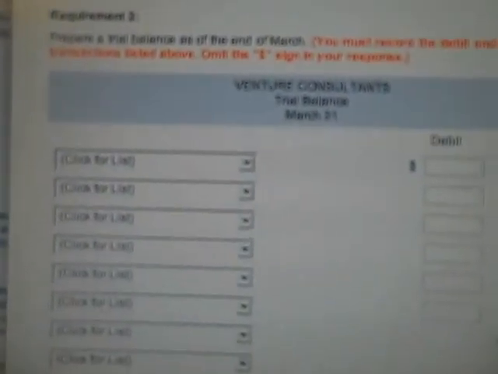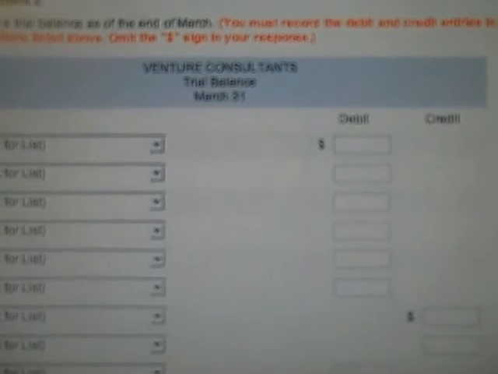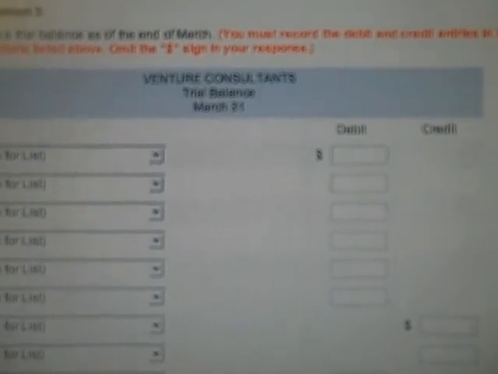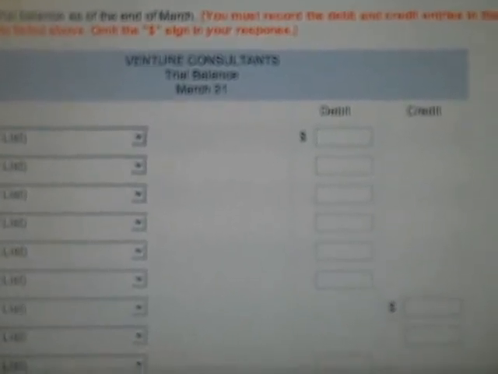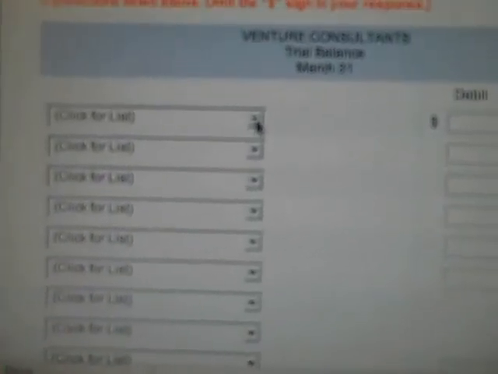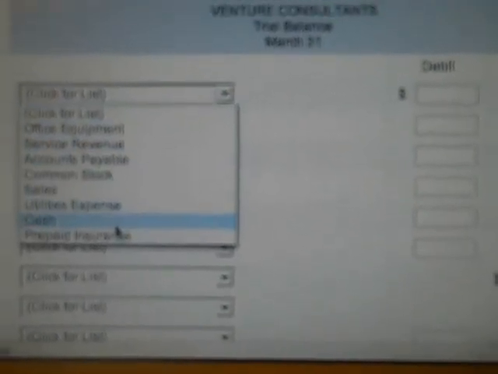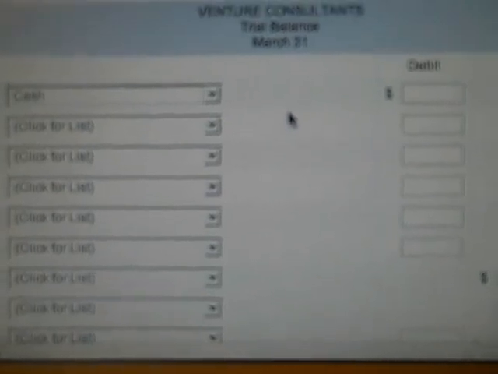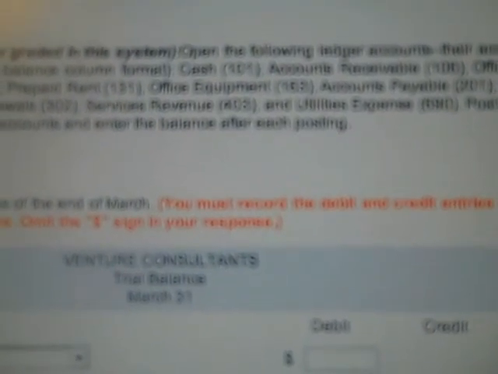And then requirement 3 actually asks you to develop a trial balance. So you might want to go back to the book and the materials and refer to how you do that. But remember, you're going to set your trial balance up in account number order. So as you would imagine, your first account's going to be cash because that's the lowest number that you're going to have for an asset account, cash being 101. So that's the first one.